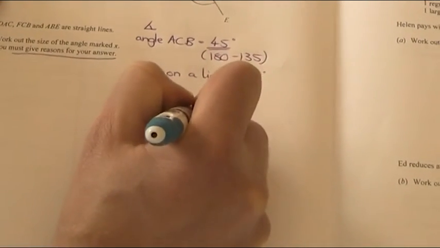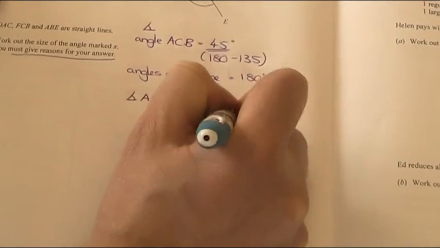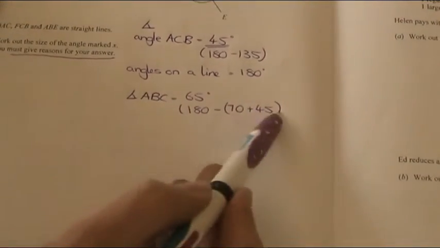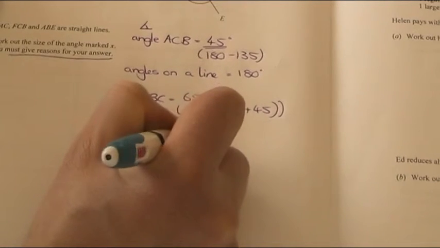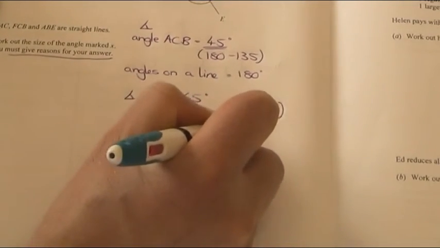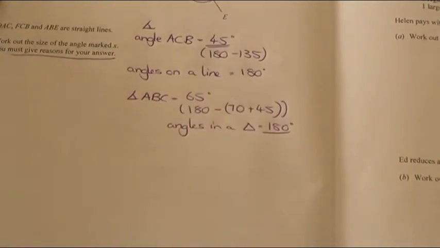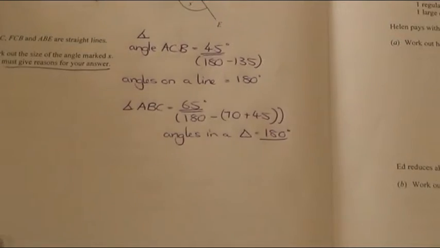I did that by 180, take away, rather than writing the 115, I'm going to show what I did there. Okay, and that's angles in a triangle equal 180 degrees. So now I've got this one to be 65 degrees.